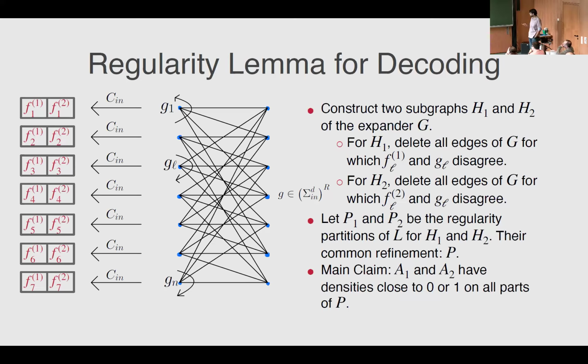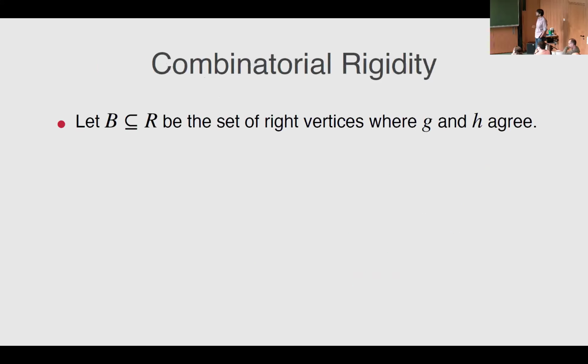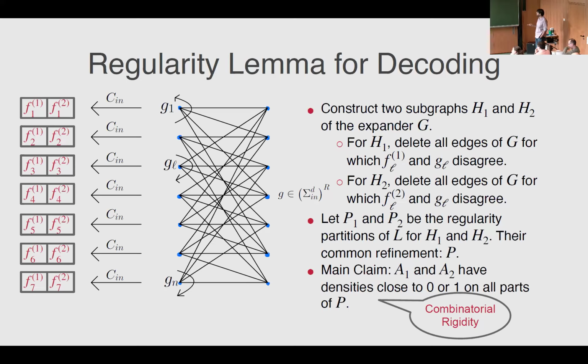Okay. And this claim is what we call combinatorial rigidity. The fact that these sets concentrate at 0, 1 density is a rigidity phenomenon. H1, H2 do not depend on the errors or anything. I mean, this is easily computable. Yes. Capital A1, capital A2 are the hidden objects that we are looking for.